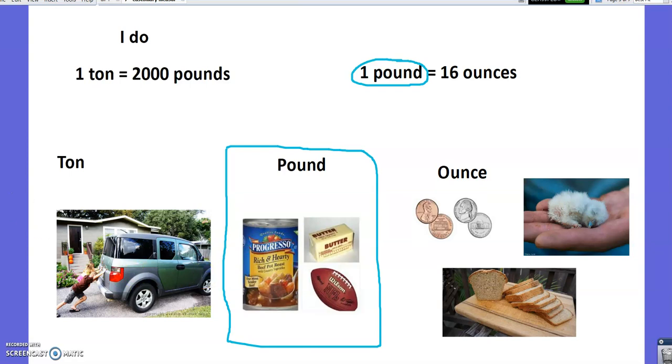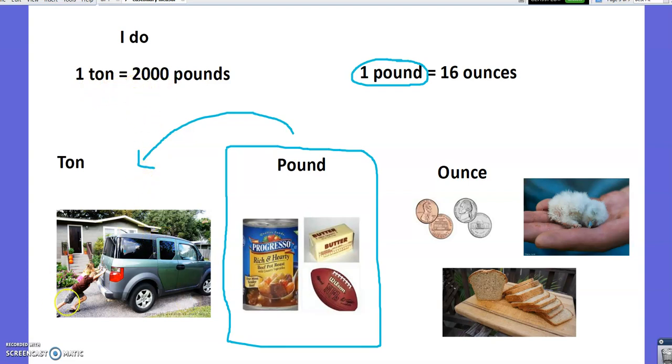So things that are really big in the customary system, we measure in tons. I know a ton seems like it's not a real measurement. We're like, oh man, I ate a ton of pizza. We use it as a word that just means a lot. I have tons of colored pencils. But it actually is a measurement too. Officially, the word ton is 2,000 pounds.